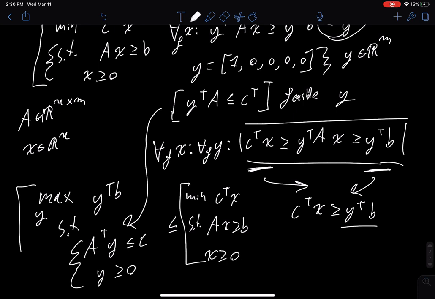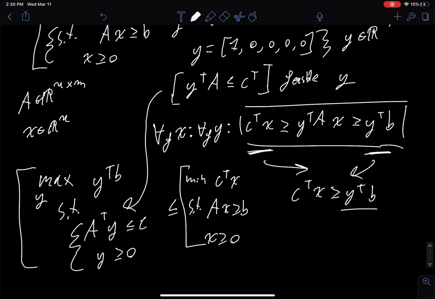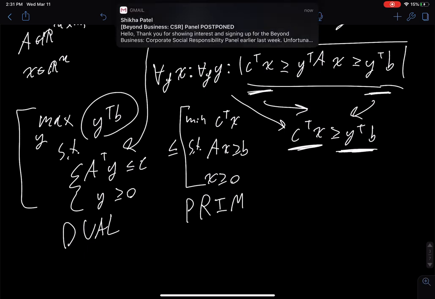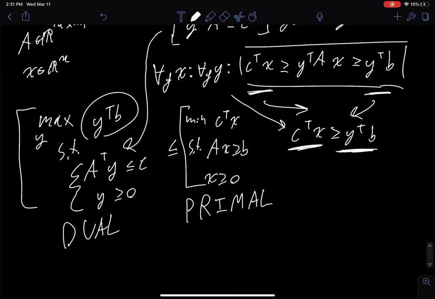And this is the super key point. When I perform this maximization over y right here, I'll get a value of y transpose b that is a lower bound for any feasible value of c transpose x, because this inequality holds for all feasible x and y. And this system right here is called the dual, as I assume you've seen introduced in lecture and the notes, though this is a linear algebraic way of working towards the dual.